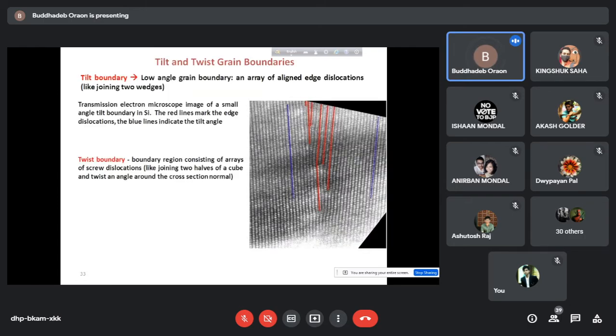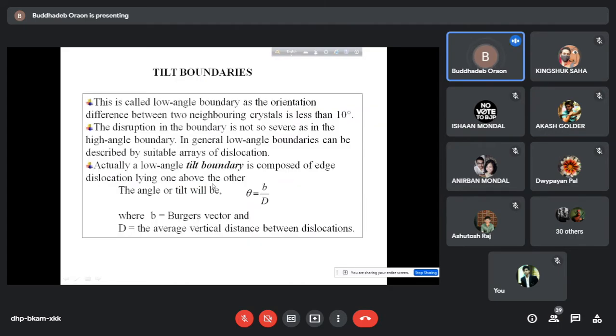Then comes the tilt and twin grain boundaries. There can be a large number of extra half planes present. So these red lines are actually extra half planes of different length. So this length actually indicates the extra length of extra half planes. So there can be a concentration of extra half planes in a particular bulk material, which results in tilt boundary. So tilt boundary, it will be clear if you see the next diagram.